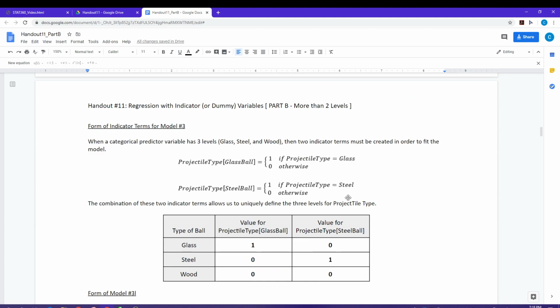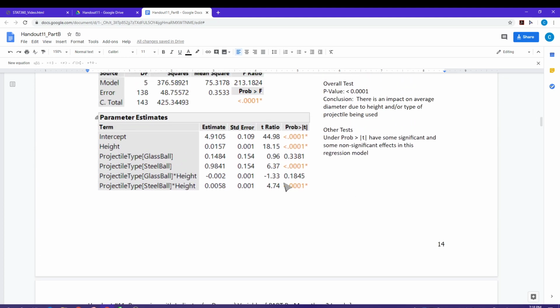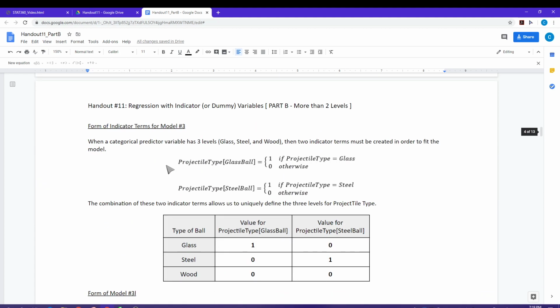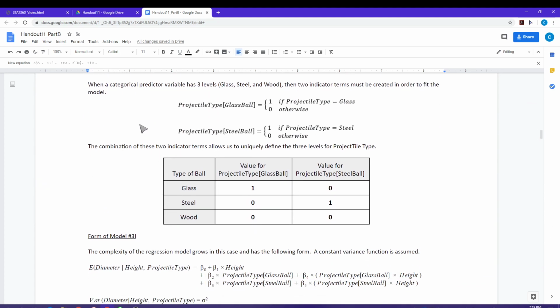When we're looking at the parameter estimates, we can see that we have a projectile type glass ball. We also have a projectile type steel ball. So what the software had to do here is actually create two different indicator variables. If you have 3 levels, which we have here, software has to create 2 indicator variables. It does not need 3, but it needs 2. So let's talk through that and understand why that's the case.